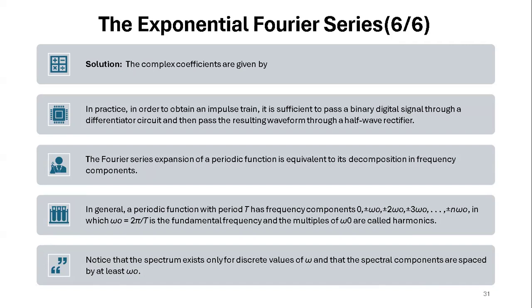The Fourier series expression is equivalent to the decomposition of a general periodic function into frequency components: 0, plus or minus omega naught, plus or minus 2 omega naught, and so on, where omega naught is 2 pi by the time period. The fundamental frequency and its multiples are called harmonics. The spectrum exists only for discrete values of omega, and the spectral components are spaced by omega naught.